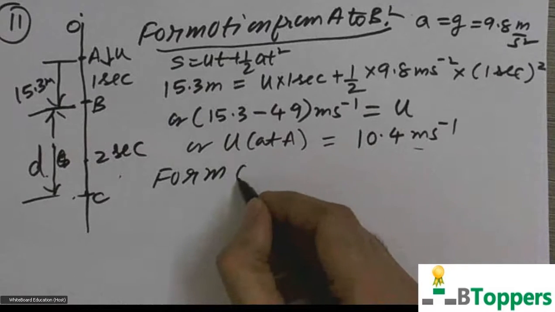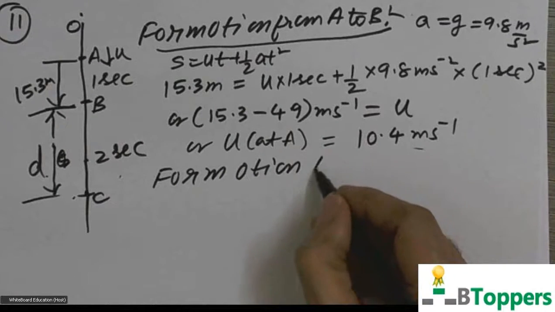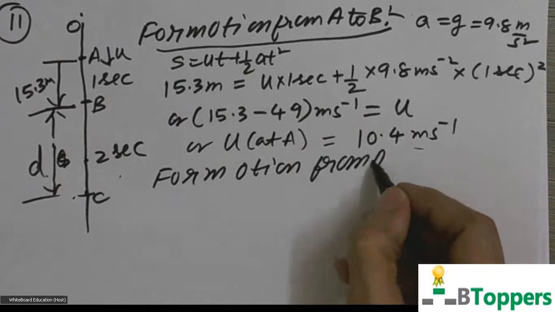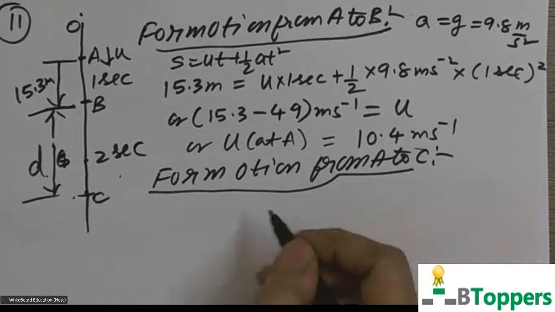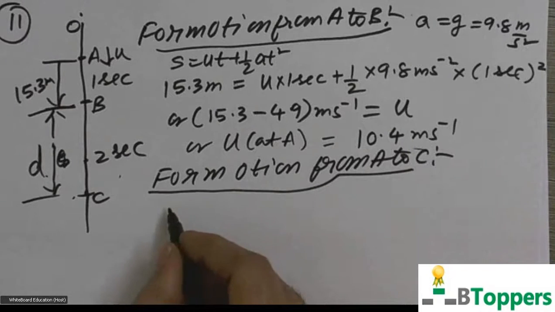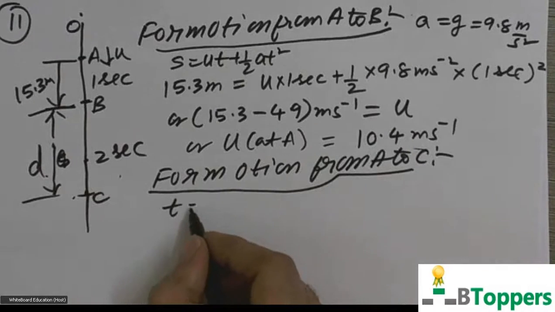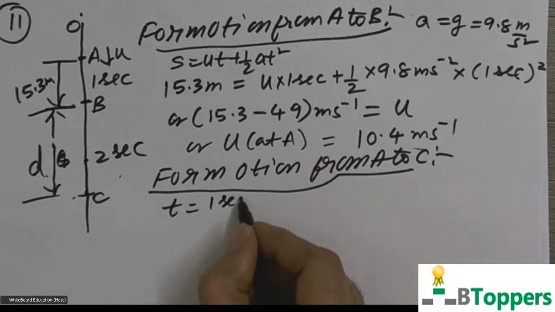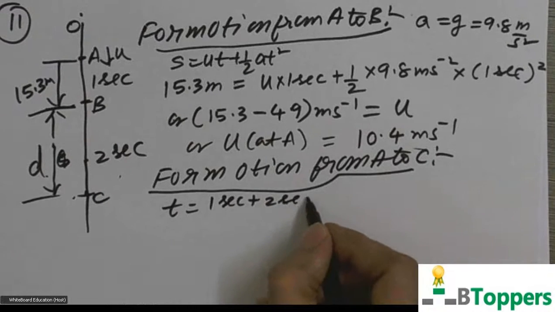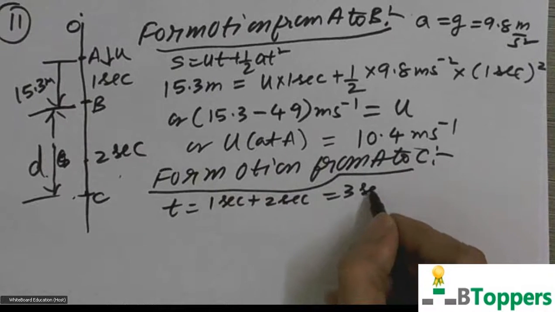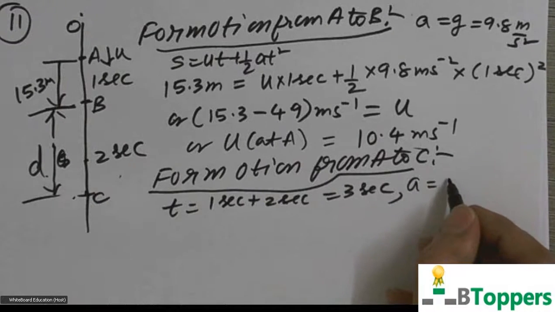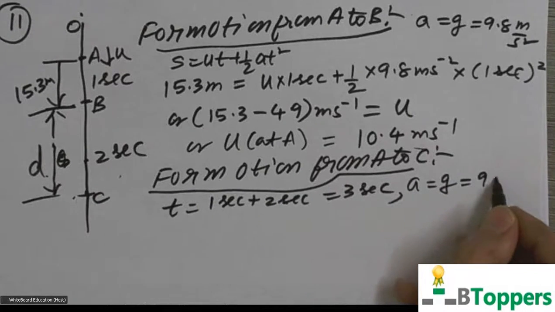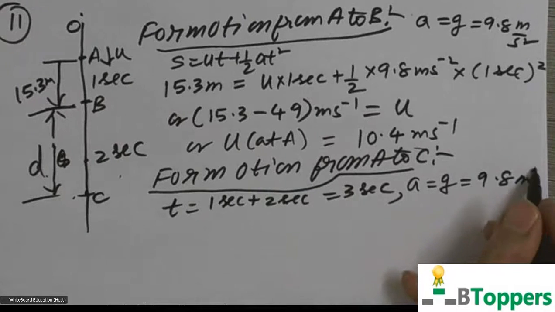Next we consider the motion from A to C. For motion from A to C, A is the initial position of the body and C is the final position of the body. So again, time of motion from A to B is 1 second. Time of motion from B to C is 2 seconds. So total time of motion from A to C is 3 seconds. Acceleration a equal to again g, which is equal to 9.8 meters per second square.